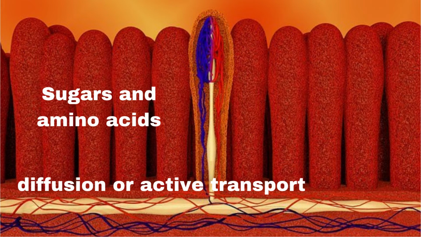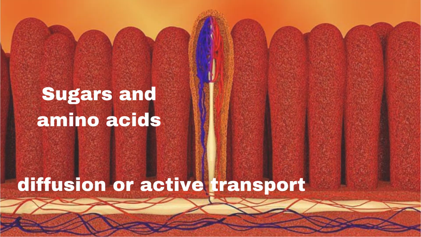Simple sugars and amino acids are absorbed by diffusion or active transport into the blood capillaries. Here the absorption of food takes place. Diffusion is when a substance moves from higher concentration to low concentration. Active transport is when a substance moves from low concentration toward high concentration with expenditure of energy, into the blood capillaries through the microvilli. Some of the fatty acids and glycerol are also absorbed into bloodstream.